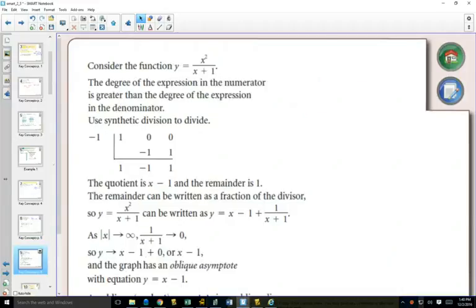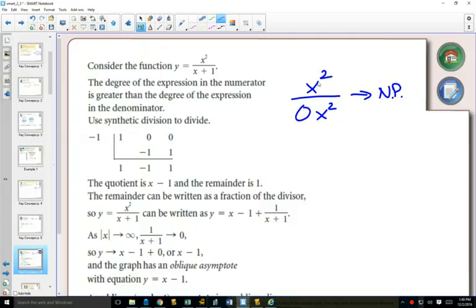And how do we know when there's an oblique asymptote? If we look at this third example, x squared over x plus 1, the highest degree is x squared. How many x squareds do we have on the top? 1. How many x squareds do we have on the bottom? None. This doesn't simplify. It's not possible. Any time that it's not possible, it's going to mean that you're going to have an oblique asymptote.